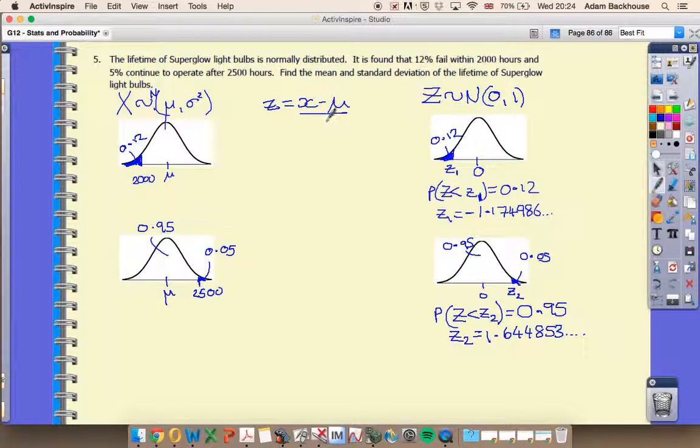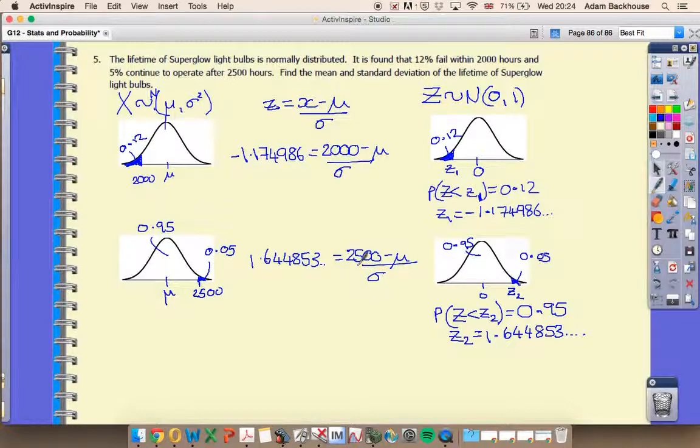Z is equal to x minus mu over sigma. I can do it once with this information and a second time, and then I'll have two equations, two unknowns. So this is for Z1. Negative 1.174986 is equal to x, 2000, minus my unknown mu over my other unknown sigma, and the same over here, 0.644853 equal to 2500 minus mu over sigma.